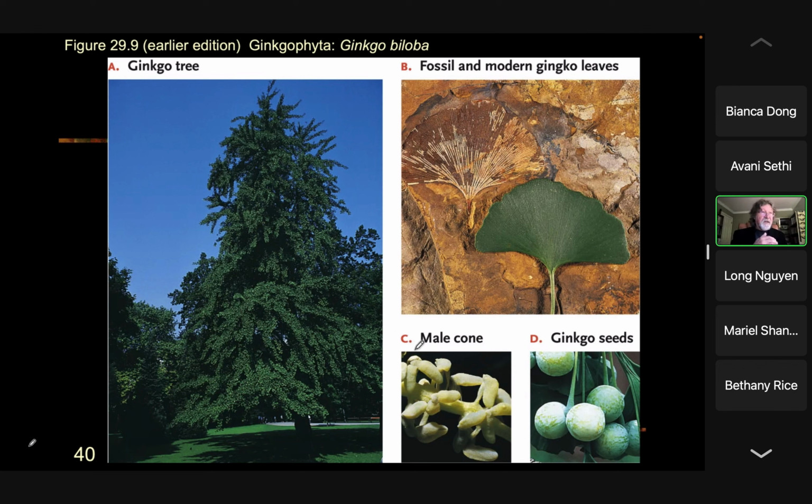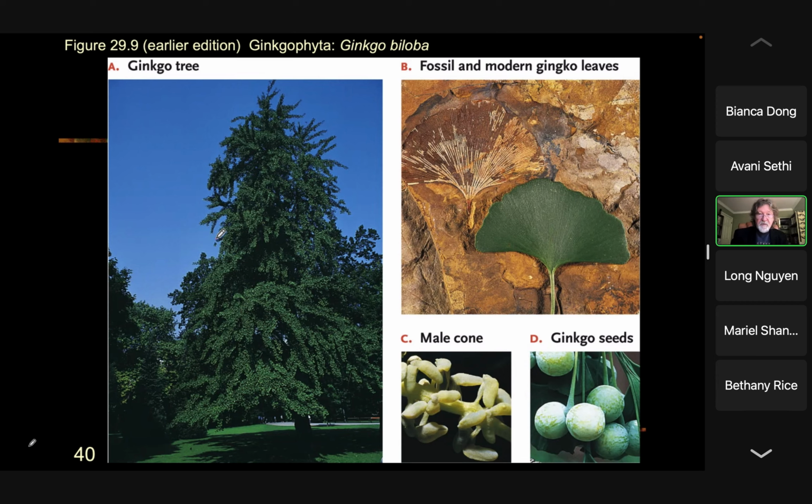This may be, but Ginkgo biloba is the genus and species name of this one survivor. And I have a couple of ginkgo trees growing somewhere down the street in my neighborhood, and on the campus of UC Berkeley they have some ginkgo trees up there, but they're not native to here. Okay, these came from a Chinese monastery, so we now have this group around.